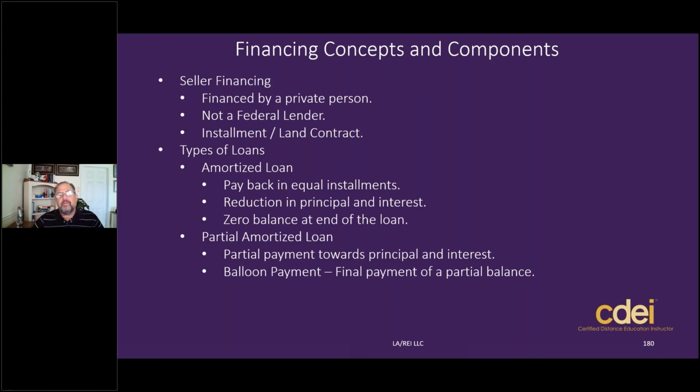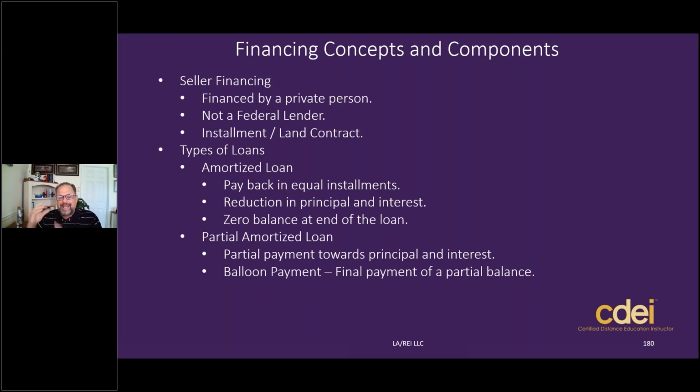So instead of coming up with a zero balance at the end of 30 years on an amortized loan at $1,200 a month, let's say you're only paying $1,050 a month. Well, you're going to come up with a balance at the end of 30 years. That's called a balloon payment. You want to know that for the state exam.